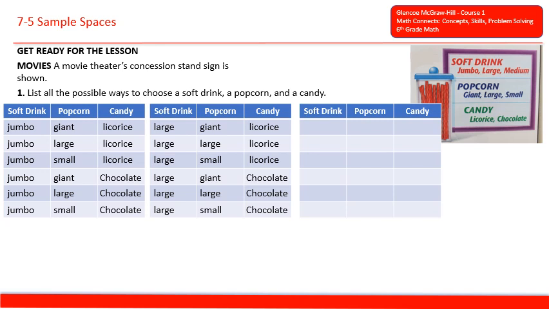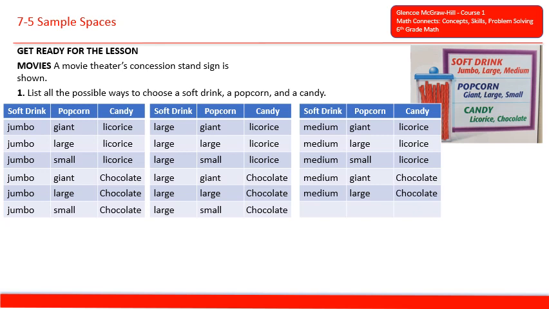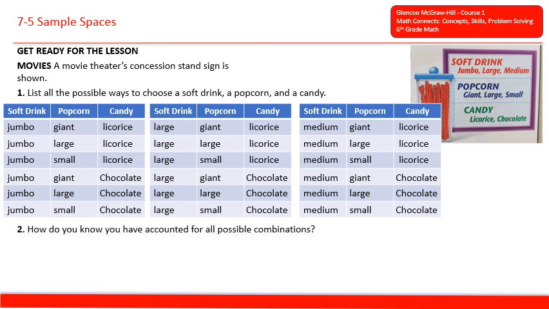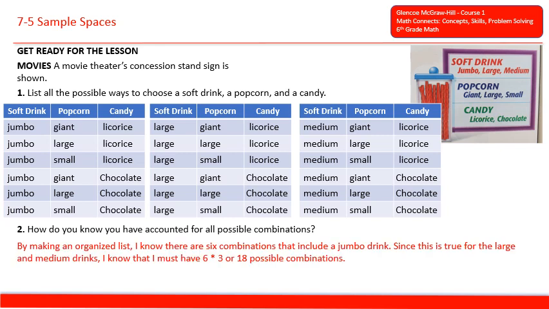And now let's look at the combinations for a medium soft drink. We have medium giant licorice, medium large licorice, medium small licorice, medium giant chocolate, medium large chocolate, and medium small chocolate. How do you know you have accounted for all possible combinations? By making an organized list, I know there are 6 combinations that include a jumbo drink. Since this is true for large and medium drinks, I know that I must have 6 times 3 or 18 possible combinations.